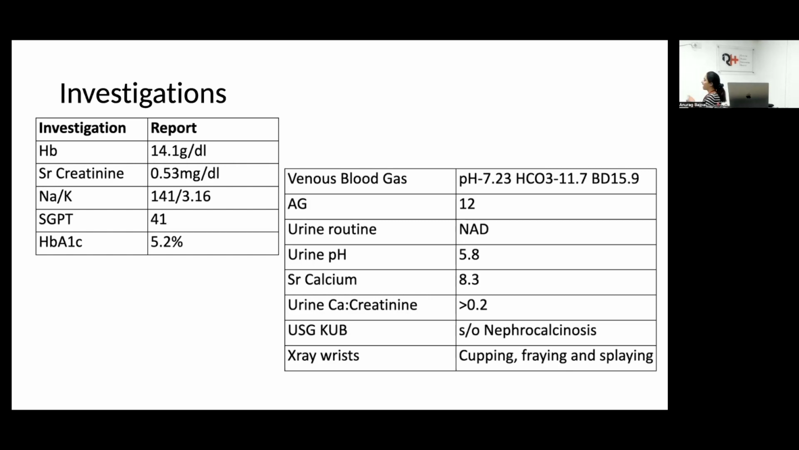The catch point here again is the urine pH of 5.8 with a high urine calcium creatinine ratio, and an ultrasound KUB showing nephrocalcinosis. X-ray wrists, which were widened on examination, showed cupping, fraying, and splaying. And there were also some pathological fractures.